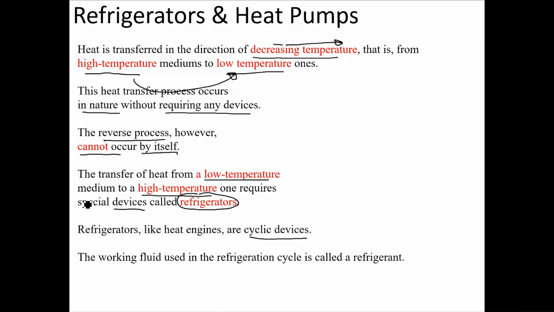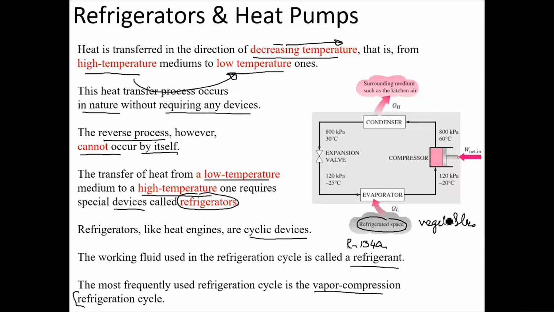So let's say I have this refrigerated space and I have brought some vegetables which are currently at room temperature, and I want to keep them cooled, let's say at 10 degrees centigrade. I'll place them in the refrigerated space. Here you have R134a refrigerant flowing in the pipes, and at this condition before entering the evaporator it has a pressure of 120 kilopascal and minus 25 degrees centigrade.